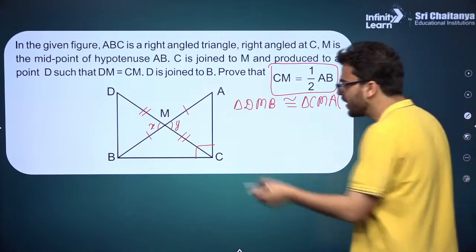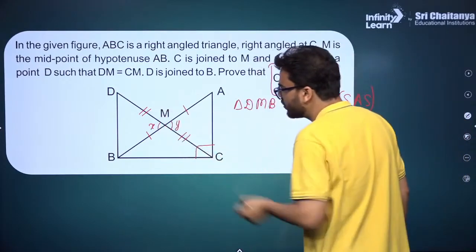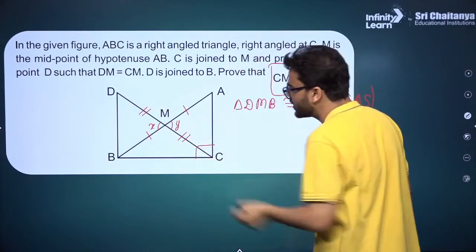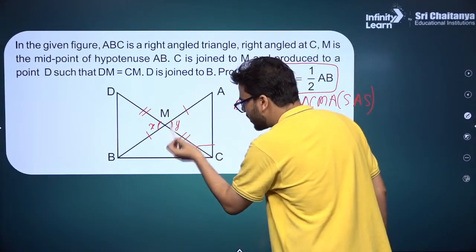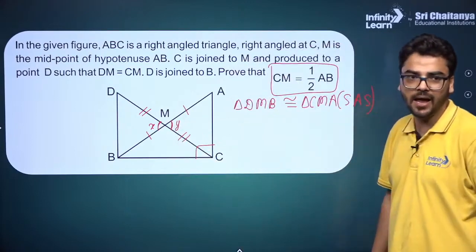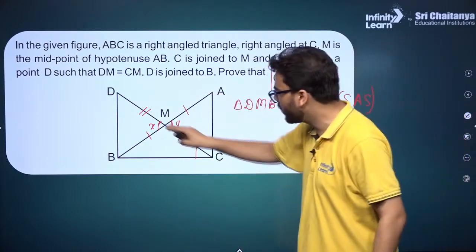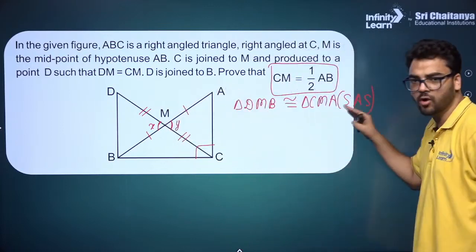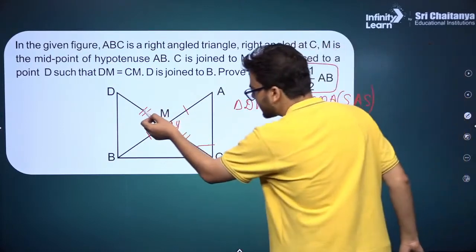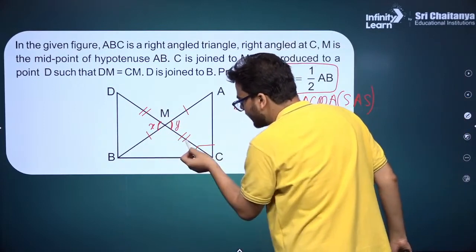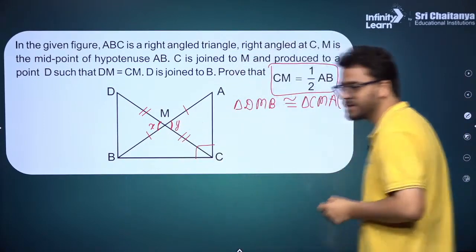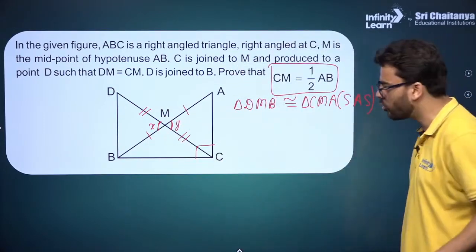The reason being, you see, this is given to be equal to this. This is given to be equal to this. And this angle is equal to this angle, vertically opposite angles. Exactly. So DMB is congruent to CMA by SAS congruency criterion. Side, angle, side, by SAS congruency criterion, they are congruent over here.